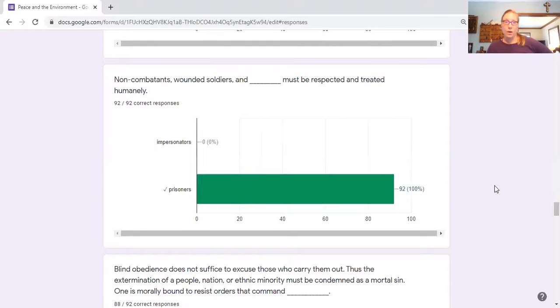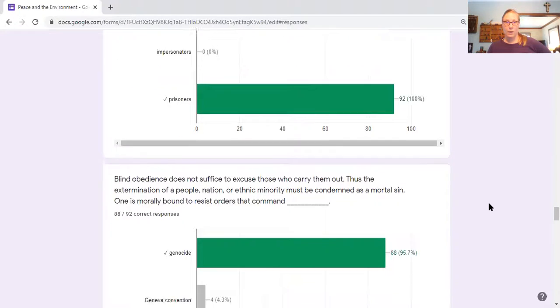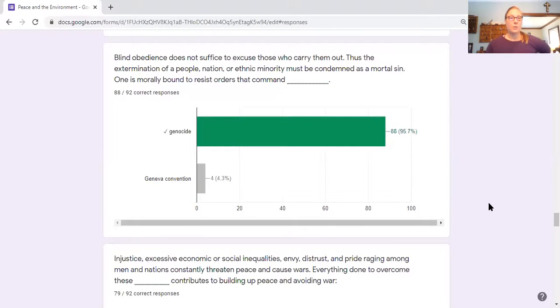Non-combatants, so people that don't fight, wounded soldiers, and this one was prisoners, must be respected and treated humanely. So this is all part of Catholic teaching on if you do enter into a just war, these things all must be upheld. All right, and also blind obedience.